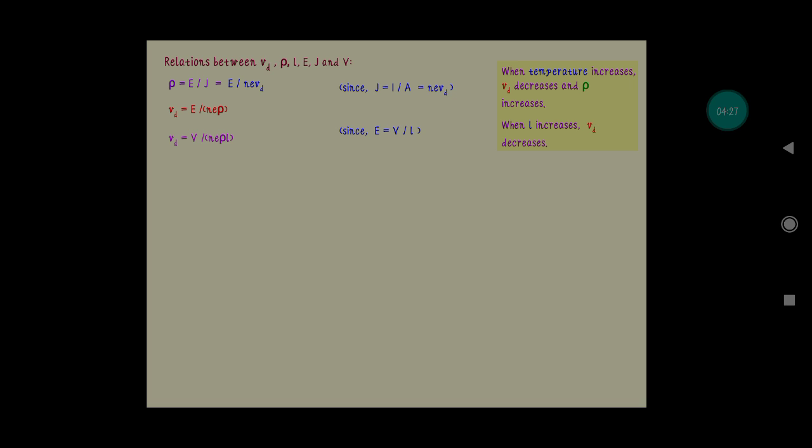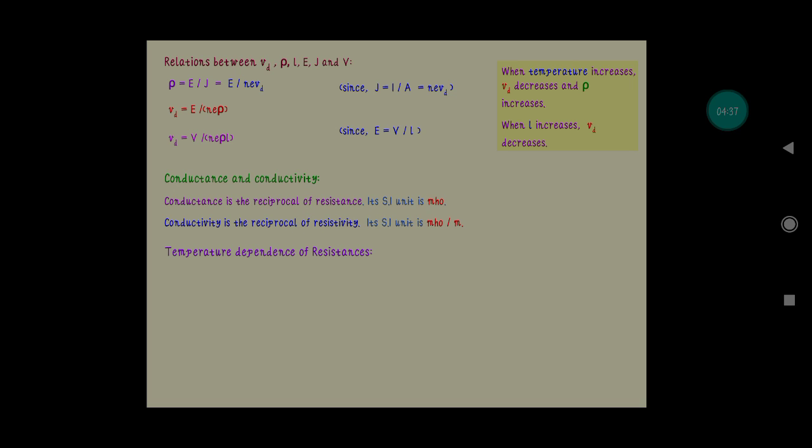Correspondingly, when the length increases, vd decreases. When it decreases, vd increases. Inverse proportionality, right? Because of this, I am going to define conductance, as we said just now, which is the reciprocal of resistance, and conductivity, the reciprocal of resistivity. So the resistance depends on the temperature. Once you decrease or increase the temperature, what happens to your resistivity?